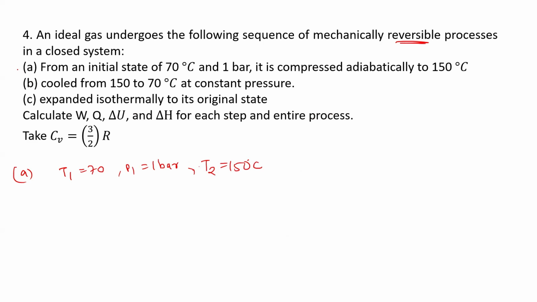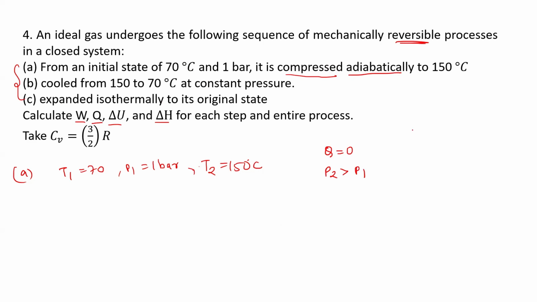So these three sequences are followed. Now we have to calculate work, Q, delta U and delta H. The first process is an adiabatic process, and that is the compression process. So adiabatic means Q is equal to 0, and compression means the pressure is higher, so P2 is greater than P1.